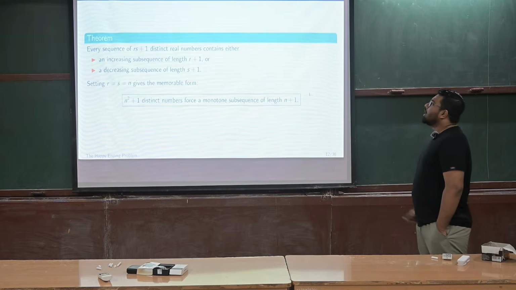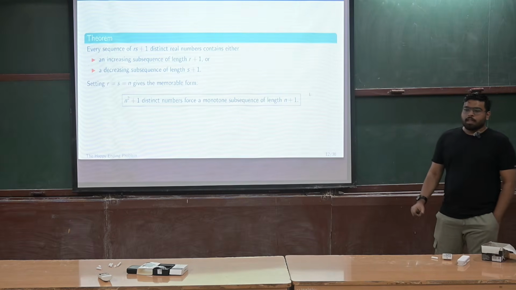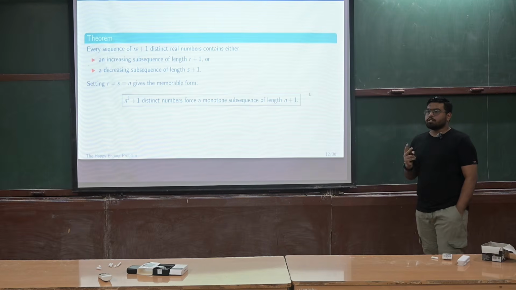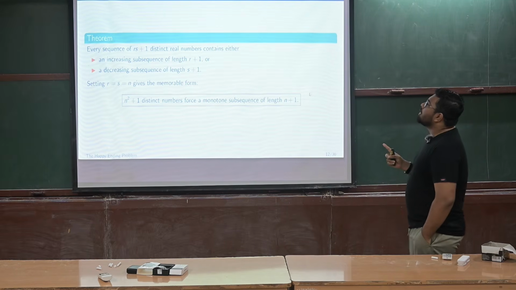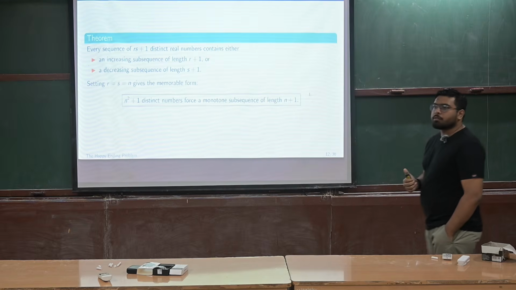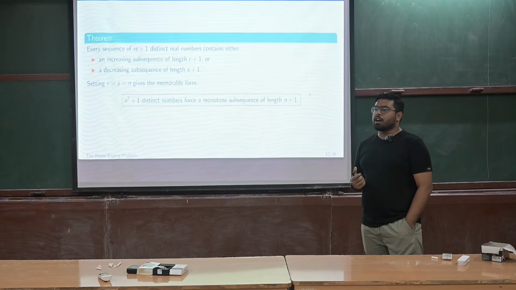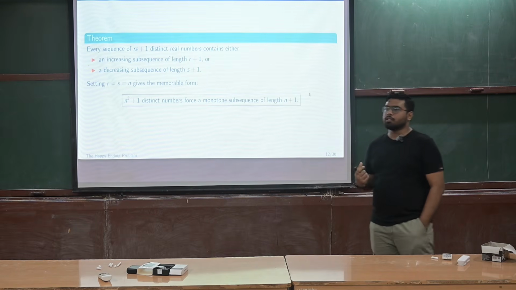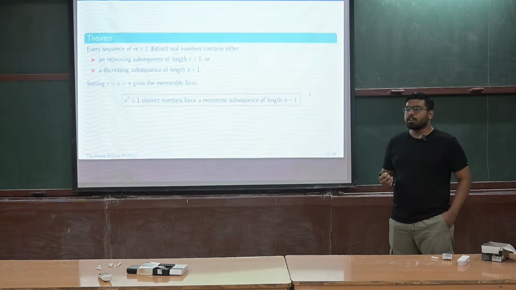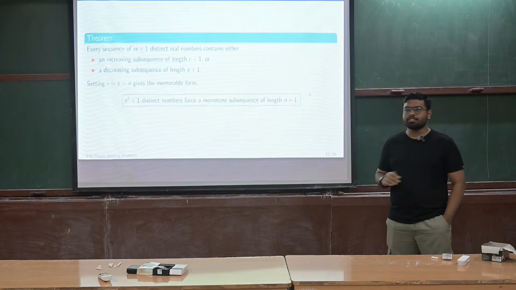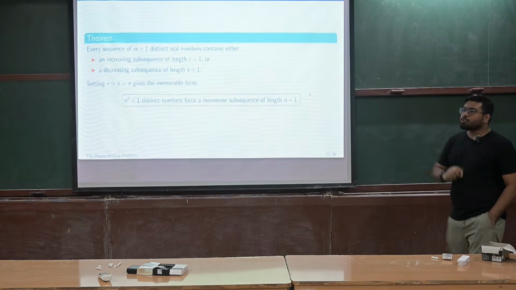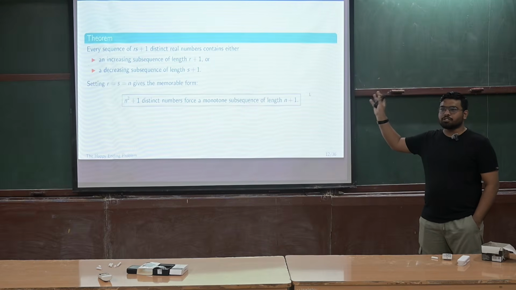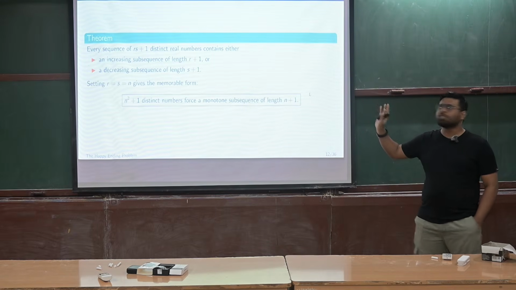I'll take a quick detour and try to prove this in 2 ways. One is using a geometric analog of the Erdős-Szekeres monotone subsequence theorem, and the other is using a hypergraph analog of Ramsey numbers. Do you know what Ramsey numbers are? Anyone who does not know? Okay, cool, I'll come to that then. Does anyone not know the Erdős-Szekeres theorem? Oh, cool.